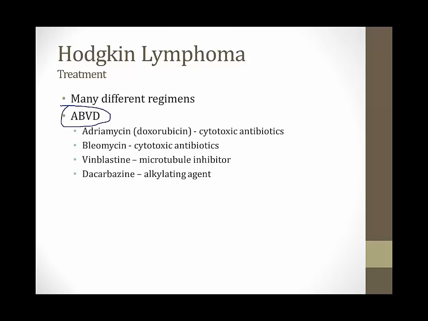Each of the letters in this regimen stands for one of the chemotherapy agents. The A is for adriamycin, which is the trade name of doxorubicin. It's a cytotoxic antibiotic chemotherapy agent. The B is for bleomycin, which is another cytotoxic antibiotic. The V is for vinblastine. It's a microtubule inhibitor. And then finally, the D is for dacarbazine, which is an alkylating agent. And that concludes our module on Hodgkin lymphoma.